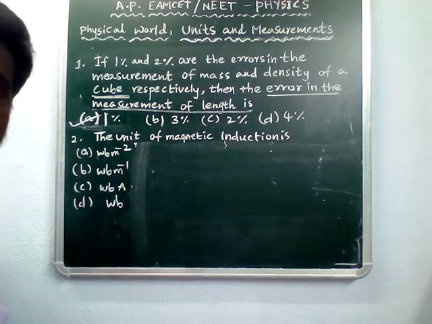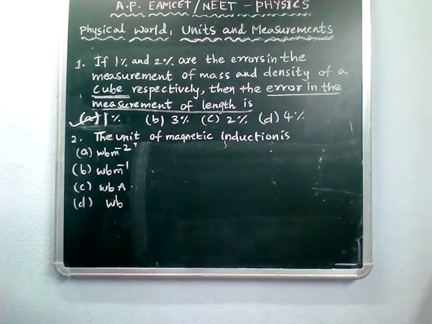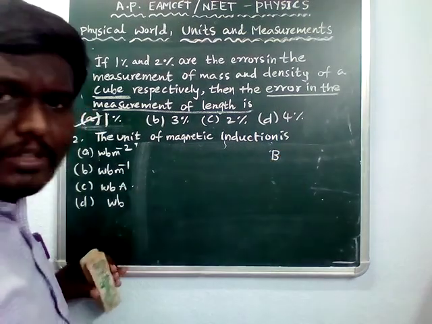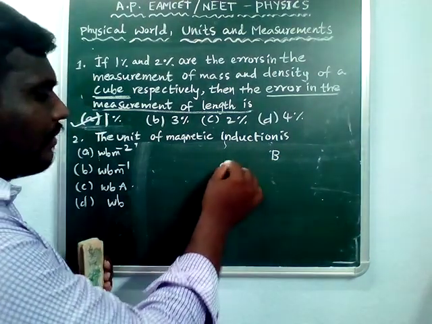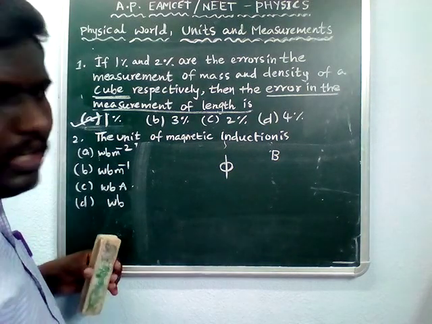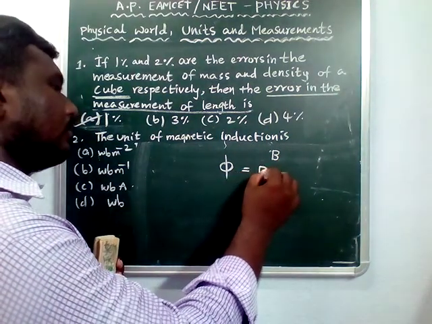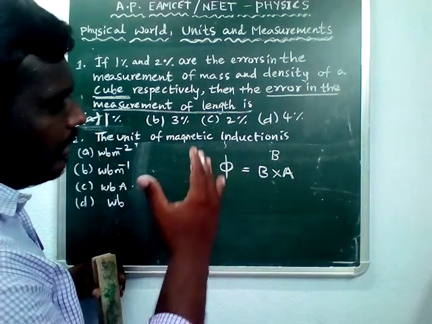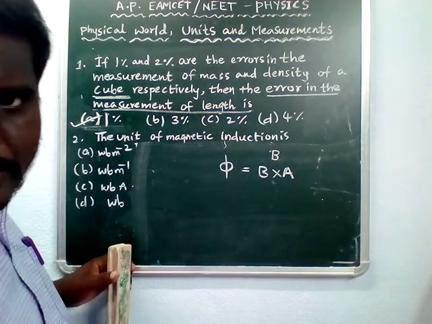Generally the magnetic induction is denoted as capital B. The magnetic flux is denoted as phi. Here the magnetic flux phi is equal to B into A, that means BA, the magnetic induction into the cross section area.